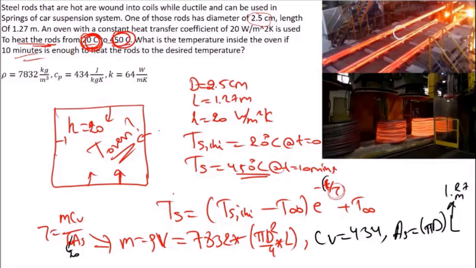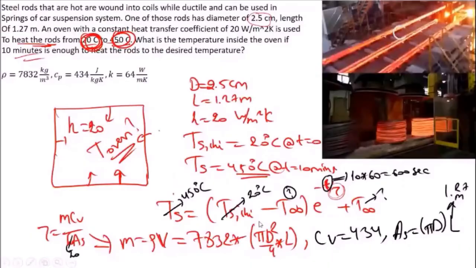Now the time t. The question says that time is 10 minutes. 10 minutes means 10 into 60, 600 seconds. When time is 600 seconds, you have a Ts value of 450 degrees Celsius, and the initial Ts is 20 degrees Celsius. Then T infinity is the question mark. We should find it. We know the exponential part, and we can solve it in Excel. Everything is okay, the only unknown is T infinity.